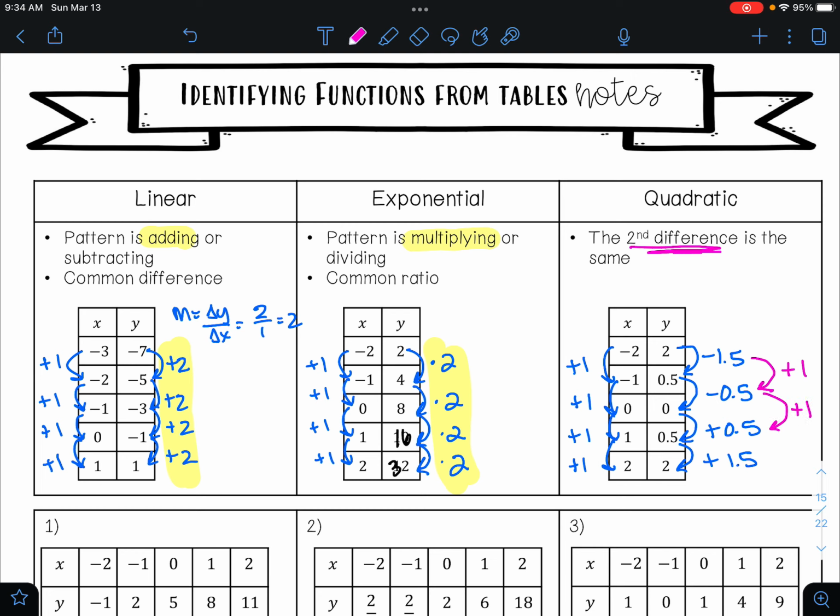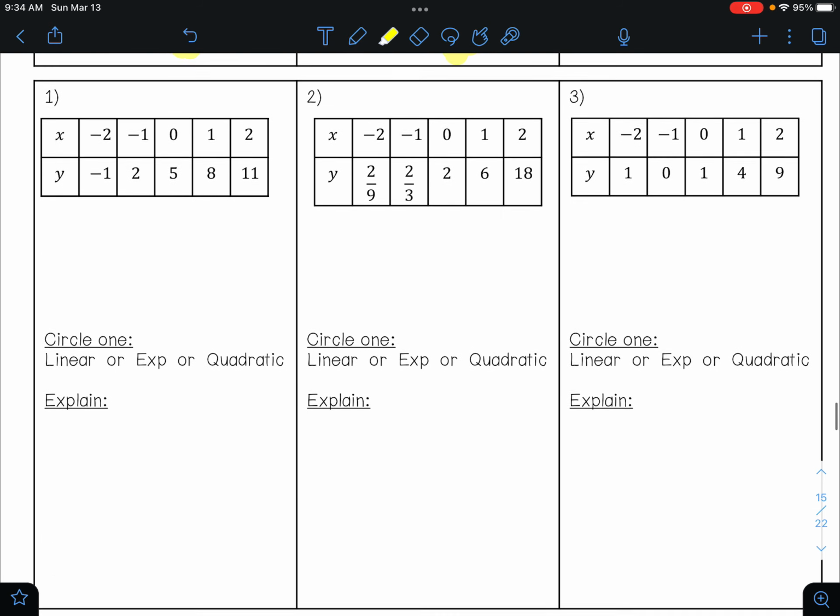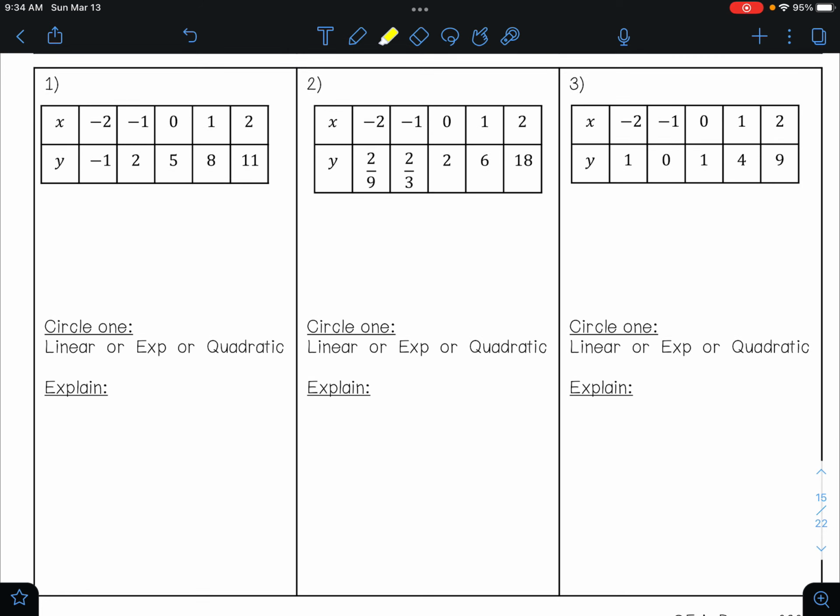We add 1. How do we go from 0.5 to 1.5? We add 1. So because the second difference is the same, that makes this quadratic. So let's look down here at these examples. On example 1, we want to figure out our pattern.